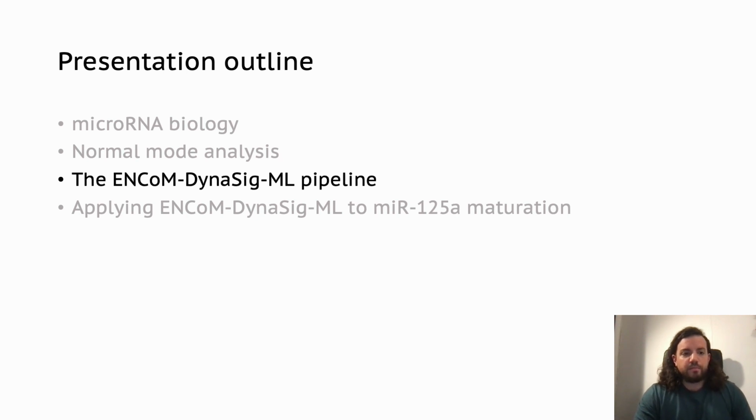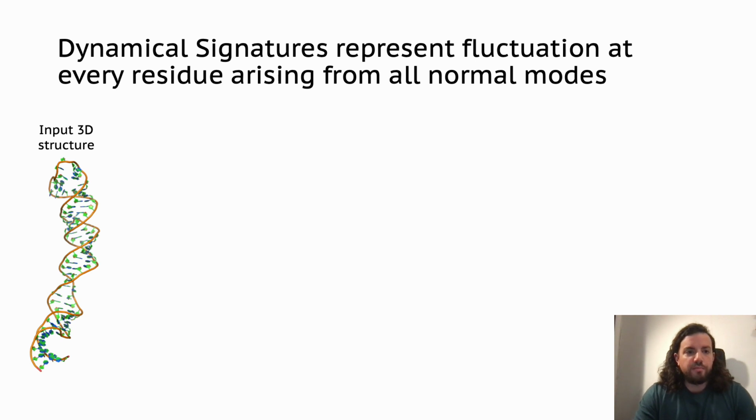So in the ENCOM DynaSigML pipeline, the ENCOM model is the normal mode analysis model we use, and I'm going to be presenting it later. But what DynaSig stands for is dynamical signatures, which are vectors that represent fluctuation at every residue, and it's a computation that we can do from all the normal modes.